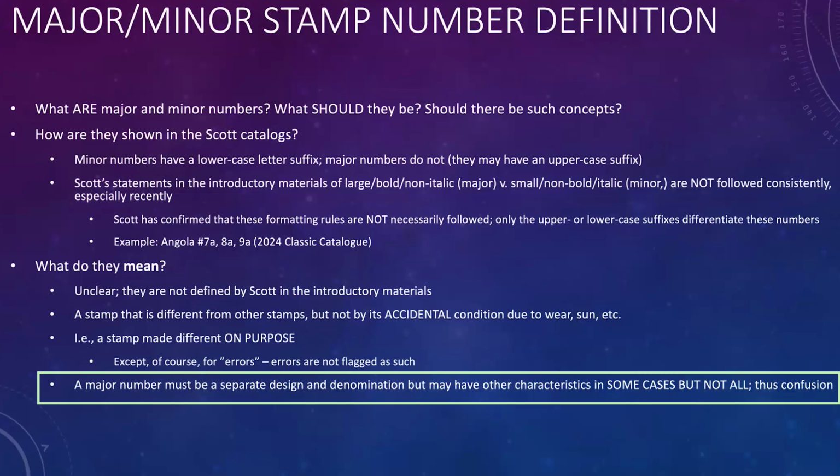So a major number must be a separate design and denomination, but may have other characteristics that differentiate it from other stamps in some cases, but not all. This is the confusion we have with the use of major and minor numbers in the catalogs.